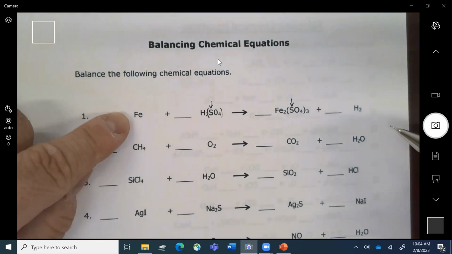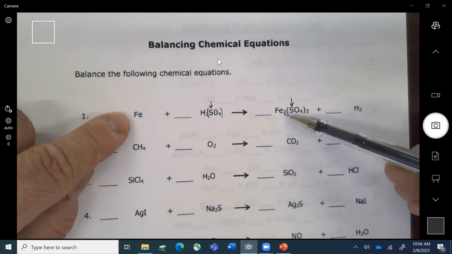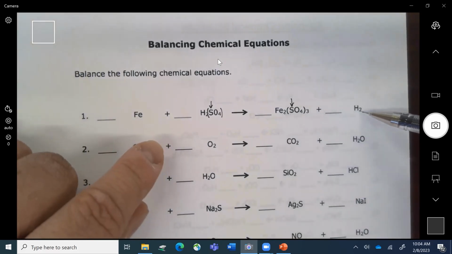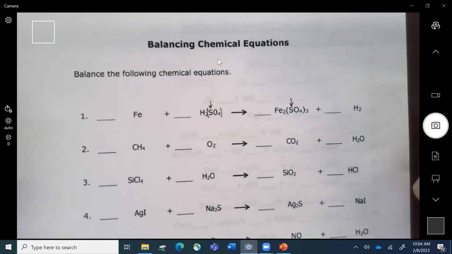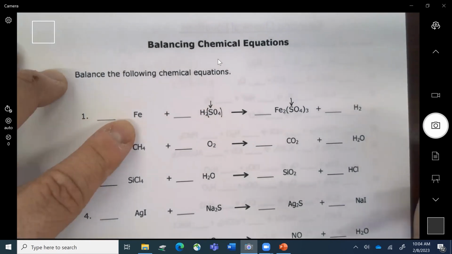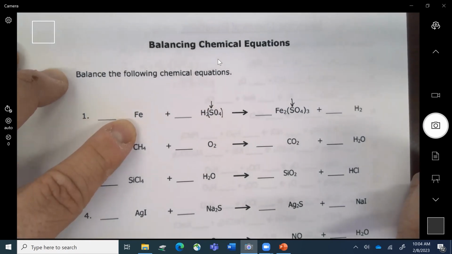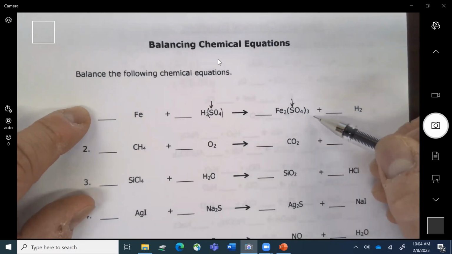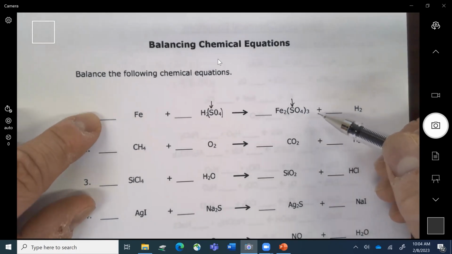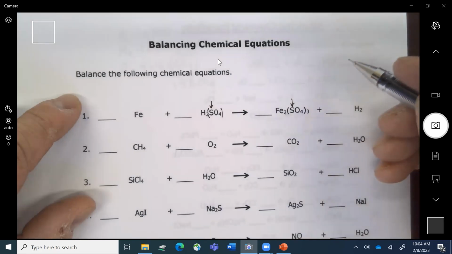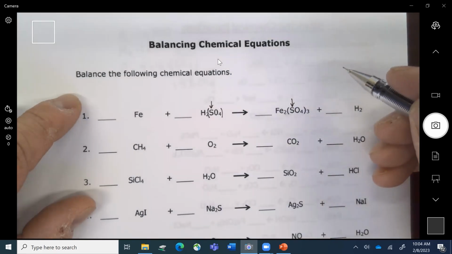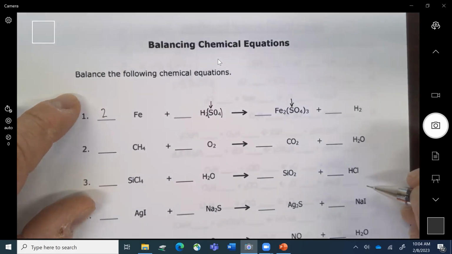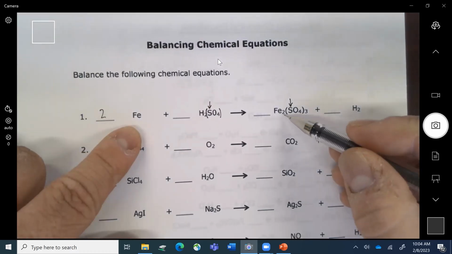Then we can see iron here has 2, iron there has 2, and hydrogen here has H2 and H2 there. What I recommend is we start with the iron right up front. You can see I have 2 iron here and 2 iron there. So I'm going to put a 2 on this iron here. I put a 2 there and my iron is now balanced.